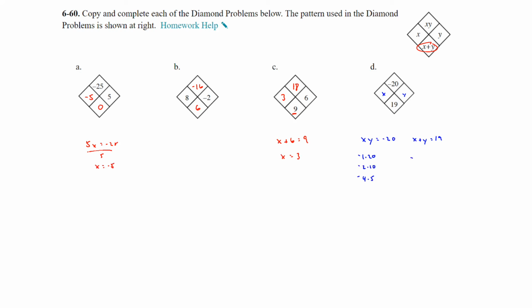And it looks like if I take negative 1 plus 20, that would give me the 19 that I also needed. So it looks like we found the answer, negative 1 and 20. It multiplies to give you negative 20, but adds to give you 19.